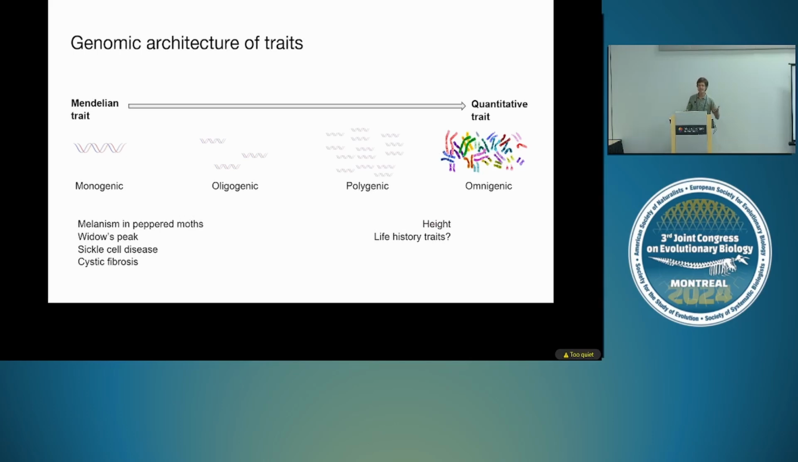Monogenic traits are driven by a single locus of large effect. Think melanism in peppered moths favored by industrial development. A lot of what we understand actually comes from these single loci of large effect because they're the easiest to detect. Oligogenic traits are driven by a few loci, polygenic by many loci, all the way up to omnigenic, where it's effectively the full genome that's contributing to the phenotype.